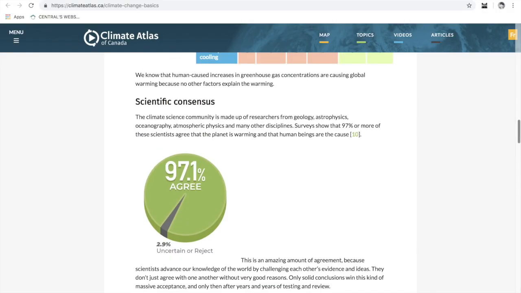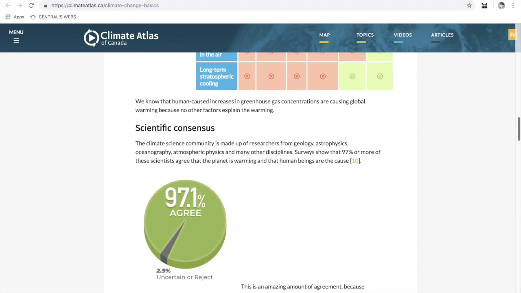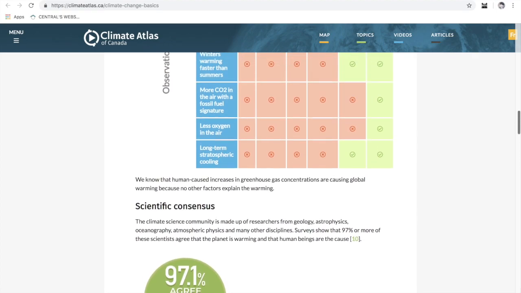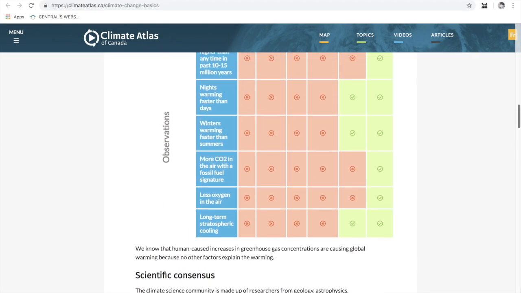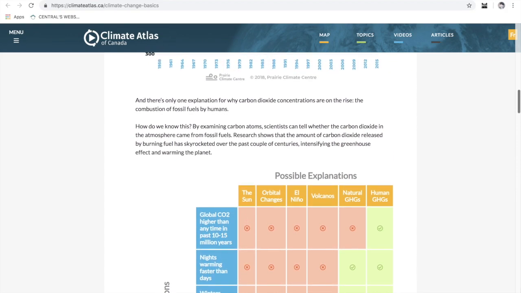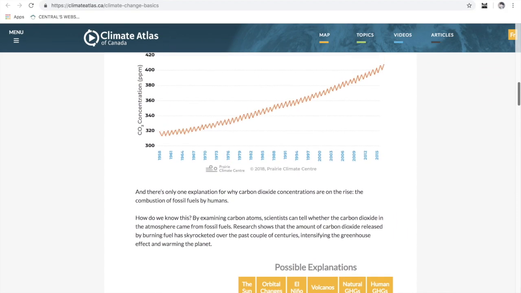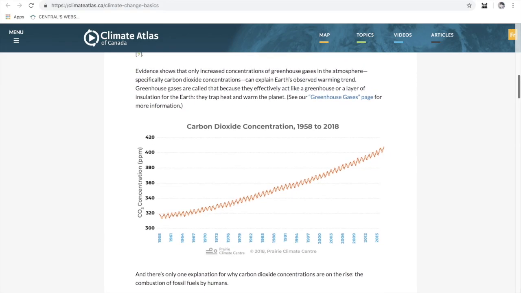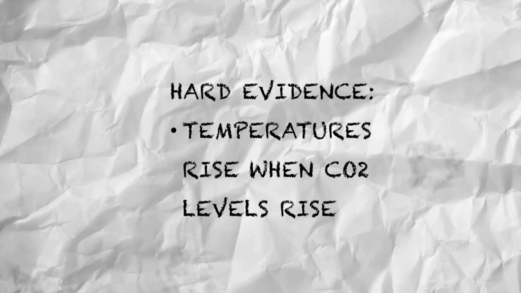On Climate Change Atlas, a survey based off of researchers from geology, astrophysics, oceanography, atmospheric physics, and many other disciplines shows that 97.1% of scientists believe in climate change, while the other 2.9% either reject it or are still uncertain. Many people believe in climate change because of hard evidence and recorded data, such as when CO2 and other greenhouse gas levels rise, temperatures rise as well.